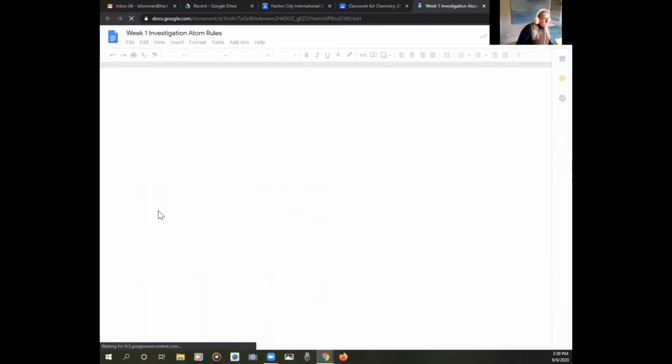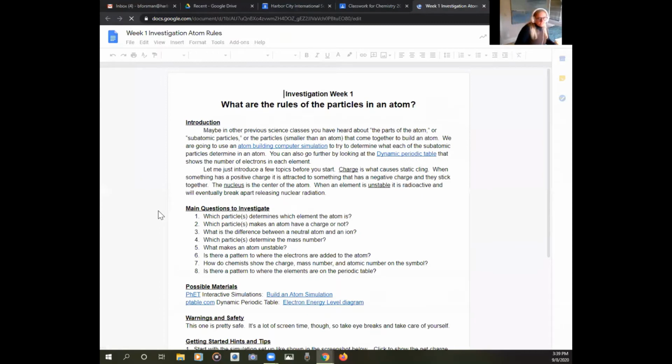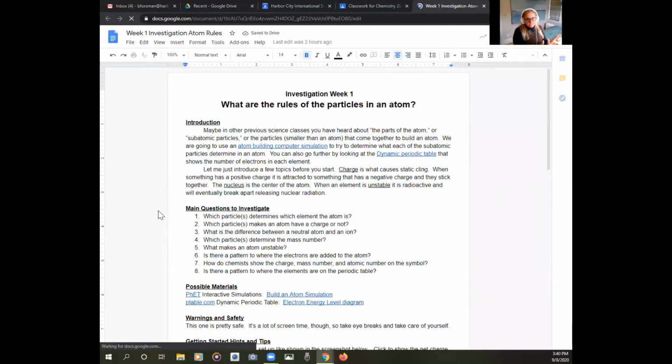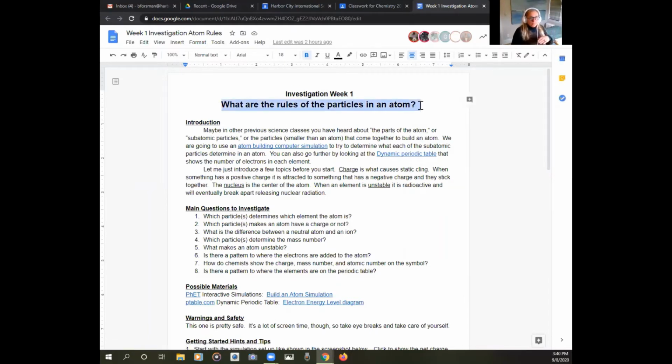Document that explains what to do for this investigation. Once again, it's a softball. I made it pretty easy. What are the rules of the particles of an atom? This is an atom. That is the main investigation question that we're trying to answer with these computer simulations today or this week.